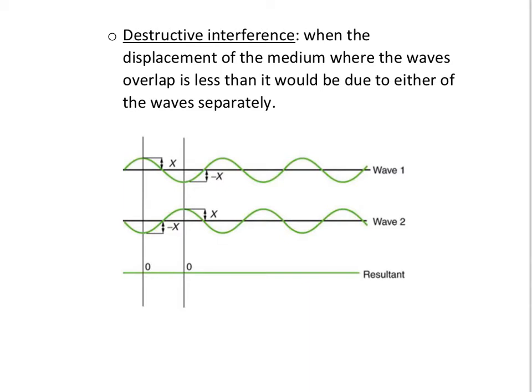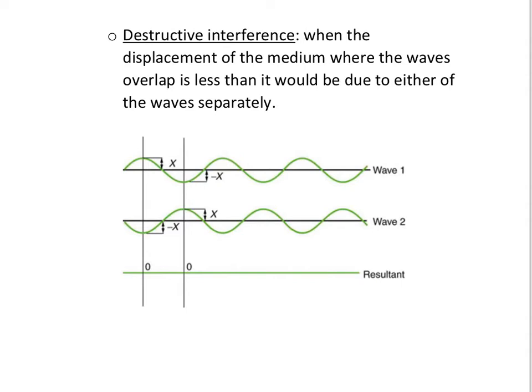The second type of interference is destructive interference. It's the complete opposite of constructive interference. This is when the waves are opposite, so one's positive, one's negative. Where they meet, they're going to cancel out or be less than what they were before. So in this case, this was positive x, this was negative x, x minus x equals 0. So the resultant would be waves that were completely canceled out.